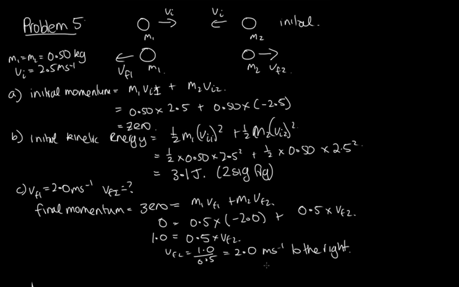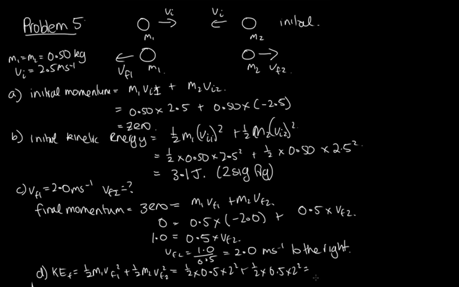And then part D says, is the kinetic energy conserved in this collision? Well, to answer that, we'll need to work out what the kinetic energy final is. So it's a half m1 v final 1 squared plus a half m2 v final 2 squared. And so that's a half times 0.5 times 2 squared plus a half times 0.5 times 2 squared. And so that is equal to 2 joules. And so it started with 3.1 joules, it ends up with 2 joules, so this tells us that kinetic energy is not conserved.